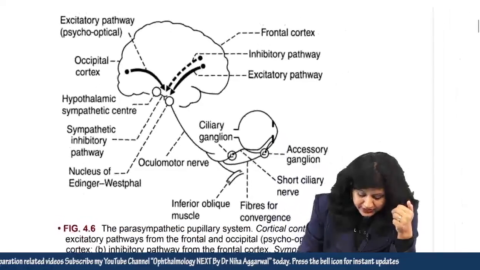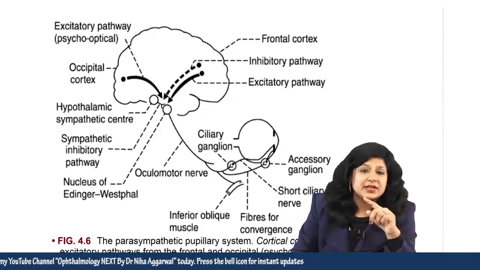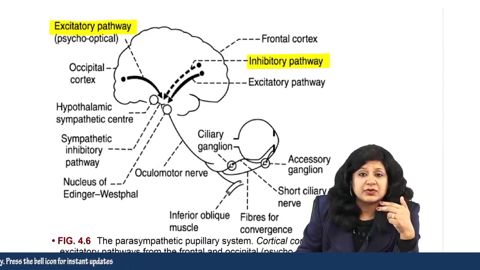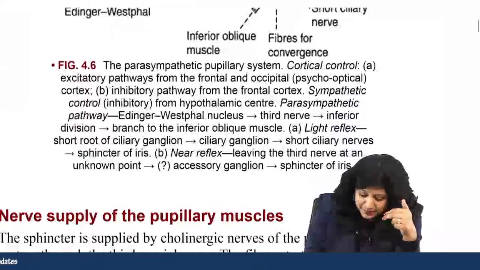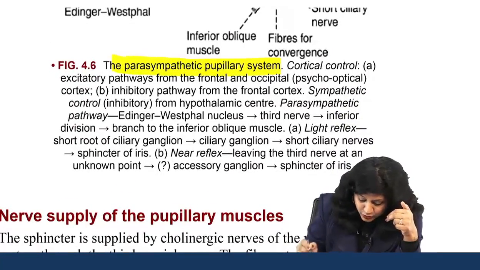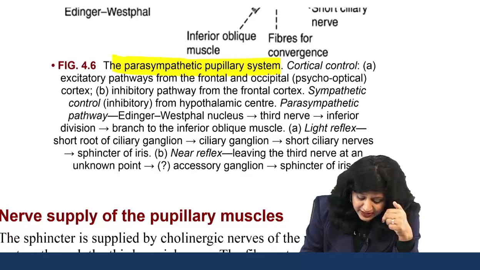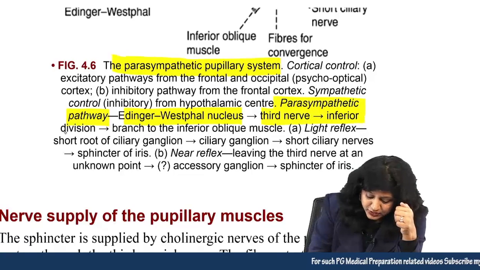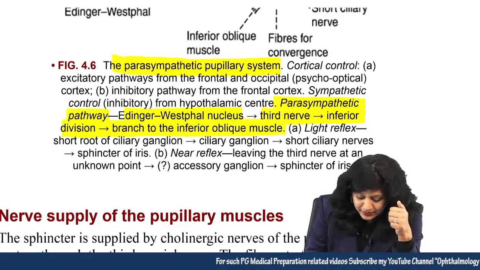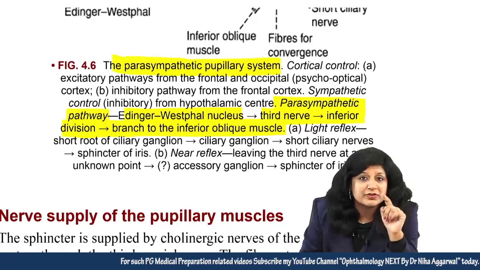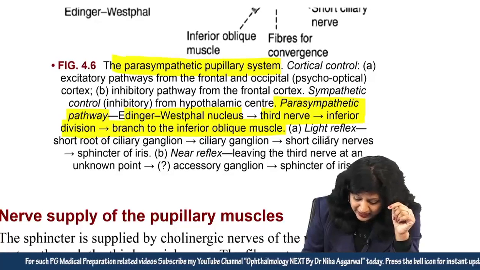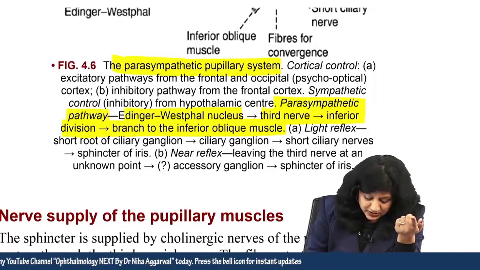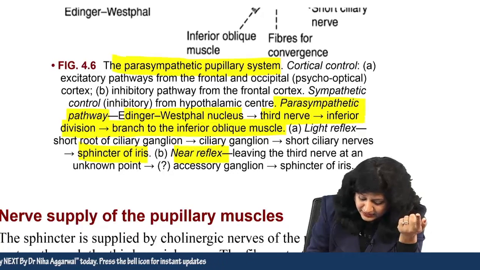Now this is actually the pathway. They have tried to show the various pathways. You have the excitatory pathway, you have the inhibitory pathway, and the different centers are shown. The parasympathetic pupillary system is shown, and along with this, they have also given the parasympathetic pathway, that is your Edinger-Westphal nucleus, the third nerve, inferior division, that is the branch to the inferior oblique muscle. Then you also know the light reflex, going through the ciliary ganglion and the short ciliary nerves, finally ending in the sphincter of the iris. We also have the near reflex and the accessory ganglions.